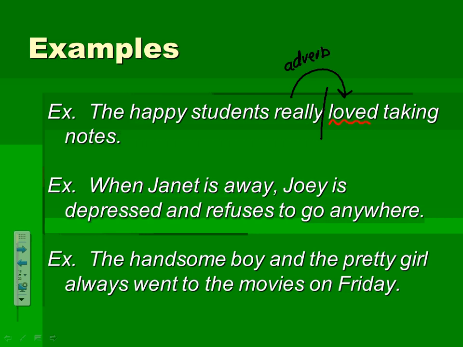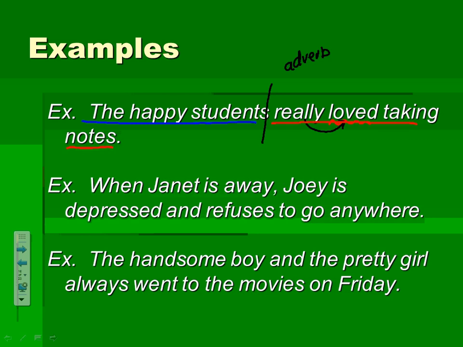And adverbs, remember, tell us how verbs are done. Okay? They can also describe other adverbs or adjectives. So my line is in the wrong place, even though it's just before the verb. And the reason why it's in the wrong place is because really is describing how they loved. Okay? So adverbs stay with their verbs. So if I had my complete subject, the happy students, my complete predicate would be really loved taking notes.